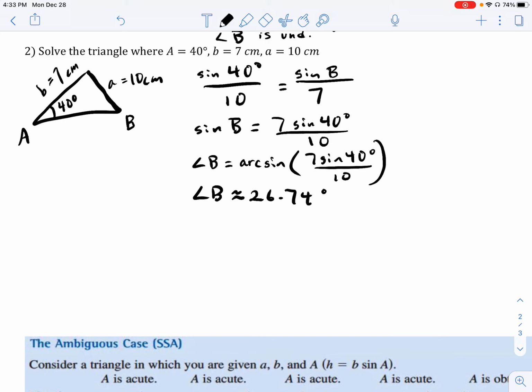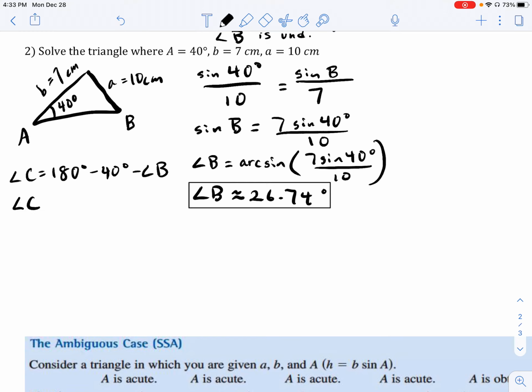All right, so if angle B is 26.74 degrees, let me go ahead and box this here. Okay, we've got that. So angle B is equal to 26.74 degrees. How would we find angle C? Well, angle C would be 180 minus the two angles that we've now found. So minus 40 degrees, which was given, minus this angle B that we just found. And so angle C right now is approximately equal to 113.26 degrees. So we've just figured out our angle C.